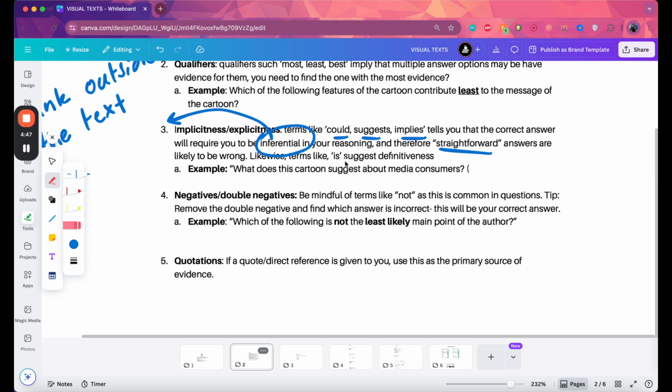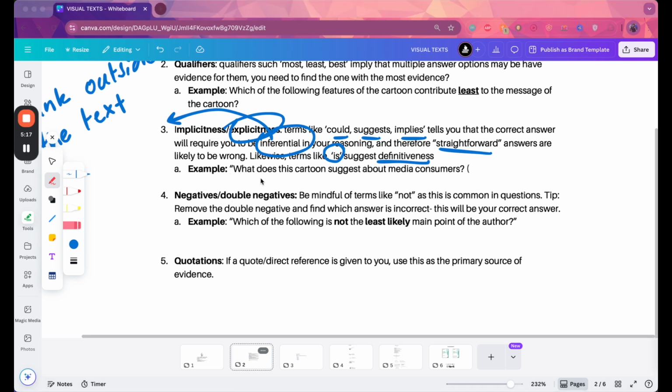Likewise, terms like "is" suggest definitiveness. What does that mean? If I see "is" in a particular question, then it's probably going to be an explicit answer, and the information is probably going to be obviously shown in the text itself, rather than me having to predict what's been happening, or trying to read between the lines of what's happening.